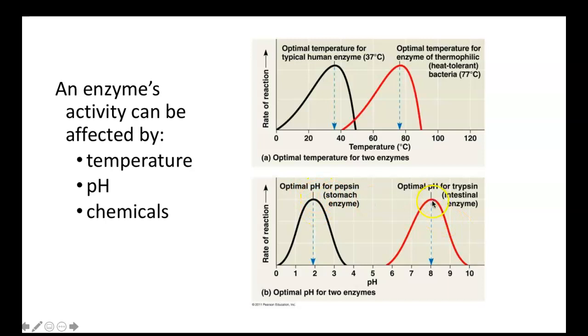Trypsin is found in the small intestine. Its optimal pH is 8. And those are the pHs of the stomach and of the intestine. So those are the optimal pHs for those 2 enzymes. If it's found in the stomach, its optimal pH would be 2. If it's found in the intestine, its optimal pH would be 8. Those are the pHs at which these 2 enzymes operate the fastest.